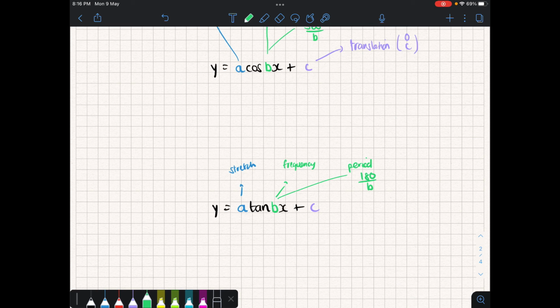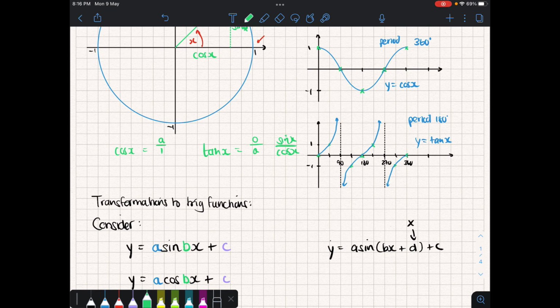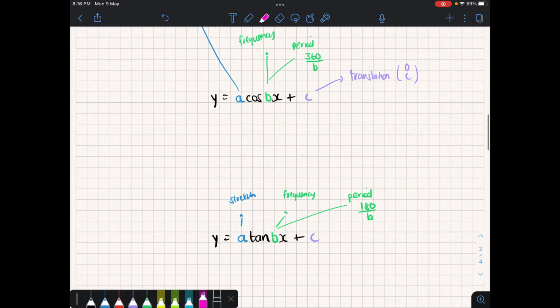And the important thing to note with tan is we also need to remember the asymptotes, so if we go back to the original tan graph, if we change the frequency, we will also change the period of the asymptotes as well, right? And finally, we have C. Again, it's just a translation, and it'll tell us how much the graph is shifting up or down.